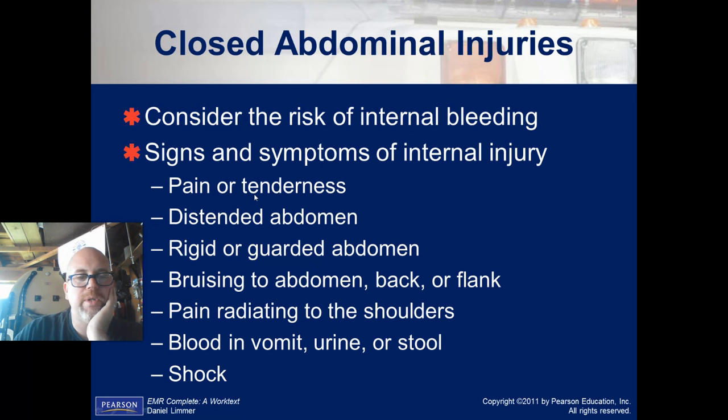Signs and symptoms of internal bleeding would be pain and tenderness, distended abdomen, rigid or guarding of the abdomen. Rigid meaning it's tight, stiff, and that's probably from swelling. Guarding is where a person will tense up their abdomen or they will move their hands over or try and push you away. That's guarding their abdomen. Bruising to the abdomen, back and flank. Remember, the flank area is where the kidneys are. It's going to be the side back of your abdominal cavity. Pain radiates to the shoulders, and blood in vomit, urine, or stool. We're looking for shock, signs of shock.